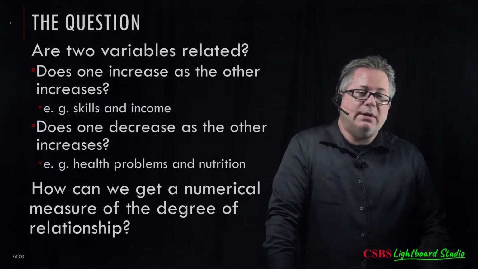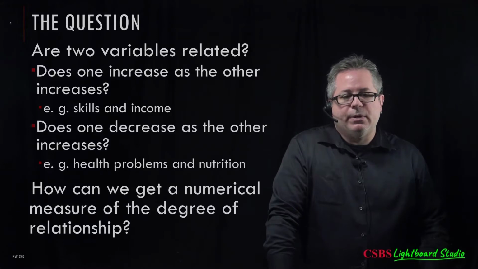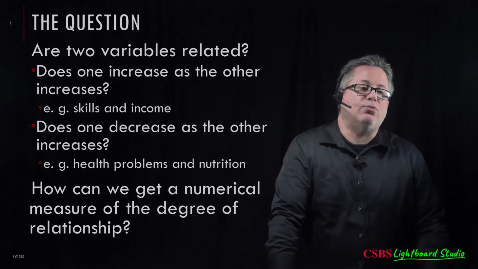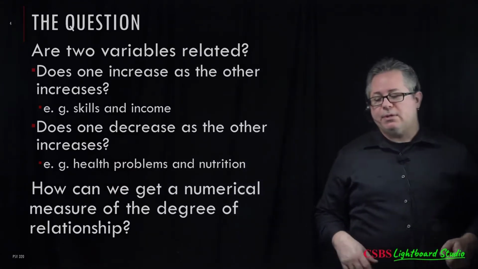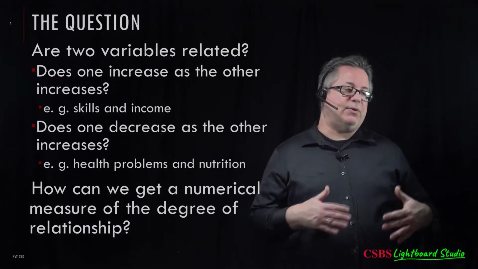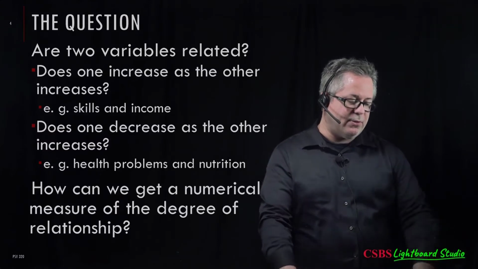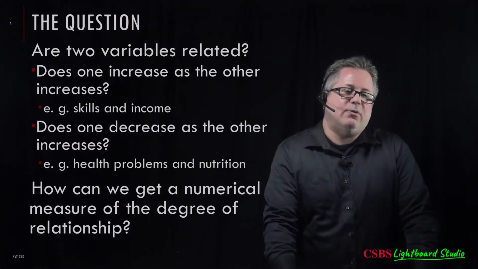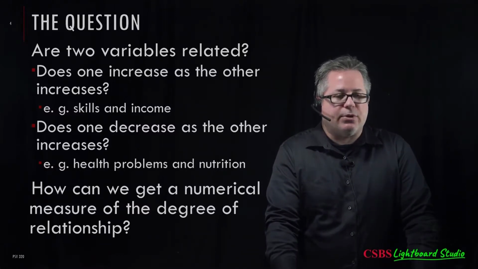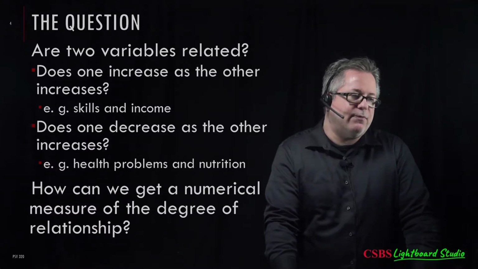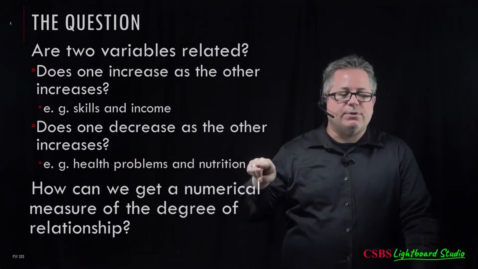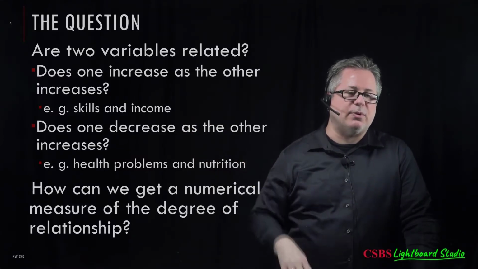Another question is, does one decrease as the other increases? So take things like health problems and nutrition. You hope that if your nutrition improves, you start to eat better, eat healthier, then your health problems should go down. And vice versa, if you start to eat worse, your healthy eating goes down, you expect your health problems to increase. So these are in opposition to one another. They move in opposite directions. Sometimes this is called an inverse relationship, while the previous one is really asking more of a direct relationship. This is asking more of an inverse, going in opposite directions.